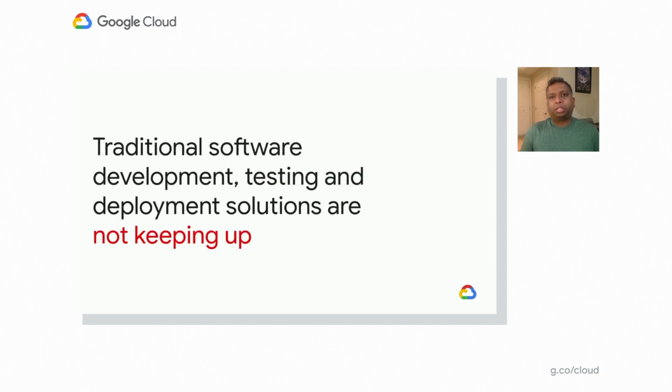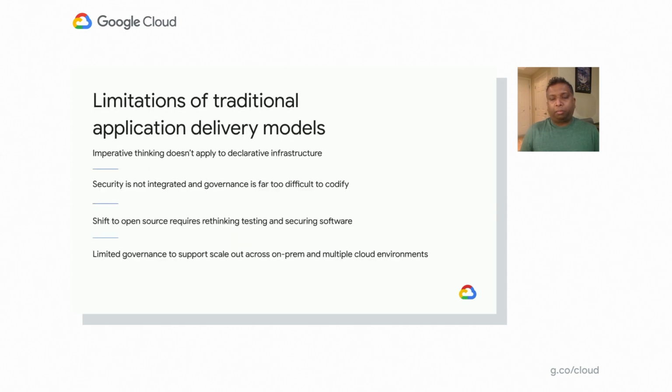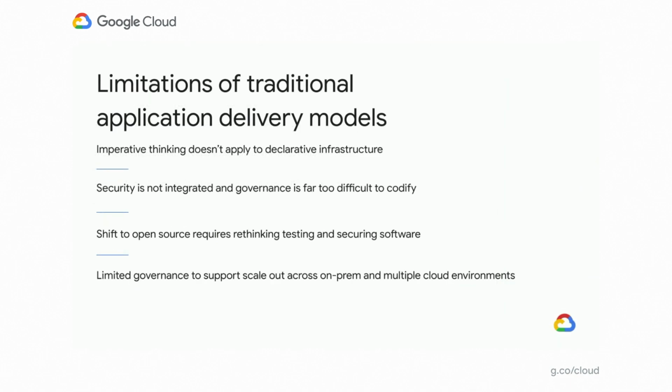But if you look at those points, traditional software development and testing and deployment has not really kept up with those demands. Look at some of the reasons why it has not. Traditional enterprise software development was developed for the on-prem world. So it has several limitations when it comes to addressing most modern application delivery models. Traditional enterprise software development relies on imperative thinking, where things are much more specifically defined, whereas more modern application development relies on a declarative approach.